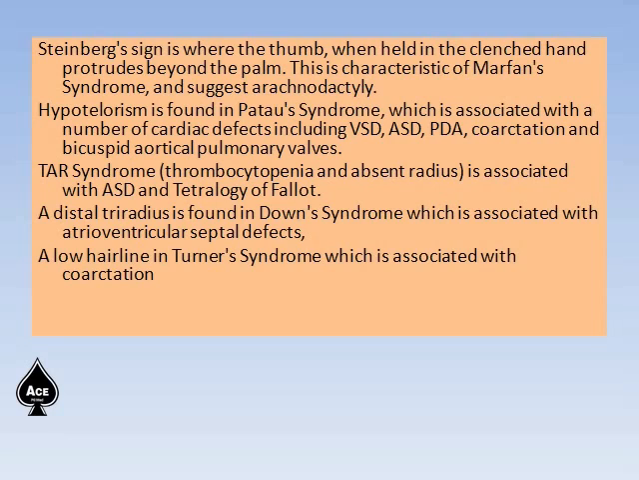Hypotelorism is found in Patau syndrome, which is associated with a number of cardiac defects, including VSD, ASD, PDA, coarctation, and bicuspid aortic and pulmonary valve. What is that? Patau syndrome is one of the trisomies. You know, there are 3 trisomies mainly clinically important. Most common is the Down syndrome, then the Edwards syndrome, which is trisomy 18, and Patau syndrome is trisomy 13. Other trisomies are there, but most of them are lethal.